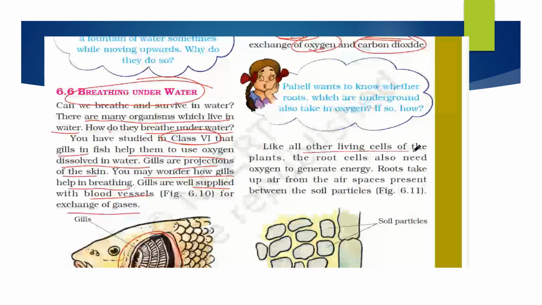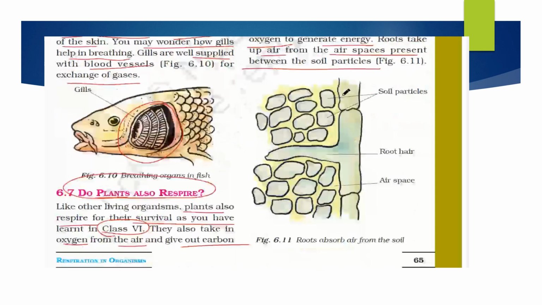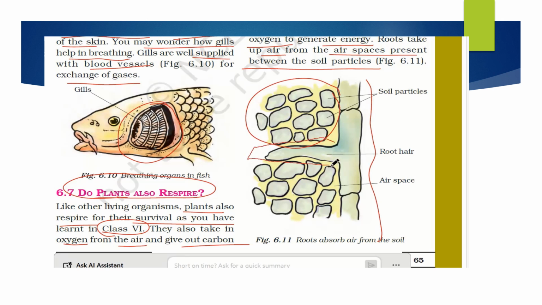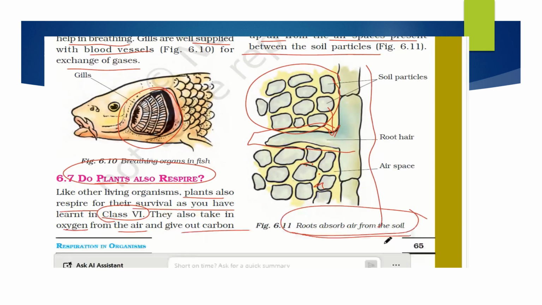Like all other living cells of the plants, the root cells also need oxygen to generate energy. So roots take up the air from the air spaces present between the soil particles. So these are soil particles. Suppose this is the root of the plant. So this is the root hair. So they are taking in oxygen from the air spaces in between the soil, right? So root absorbs air from the soil.